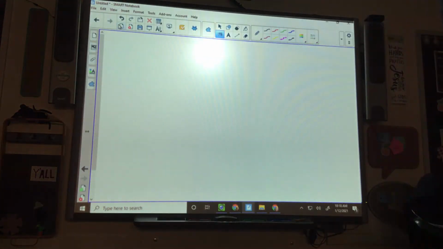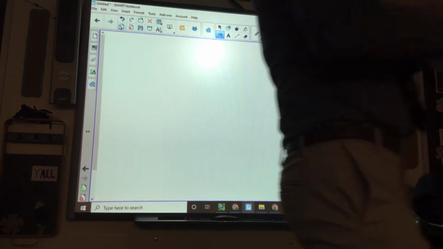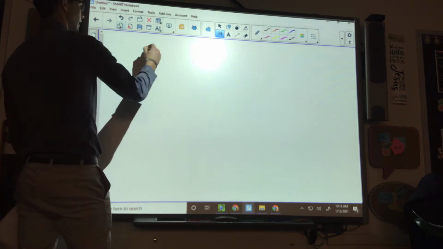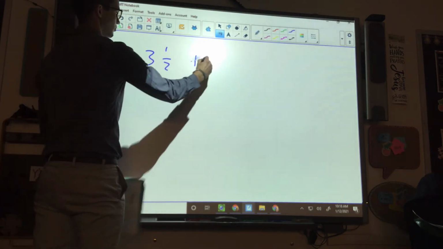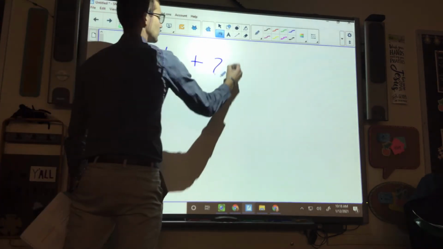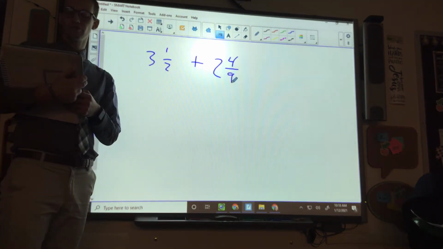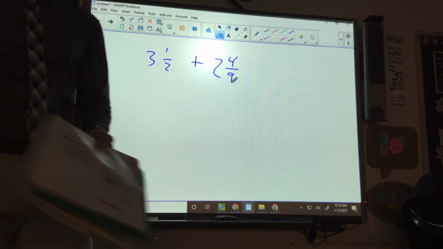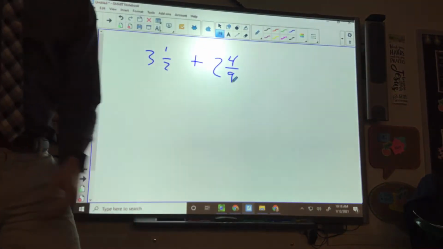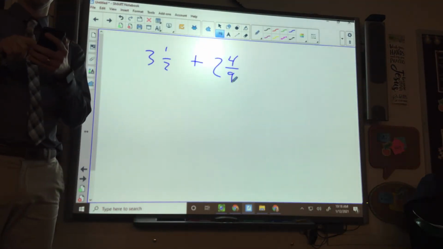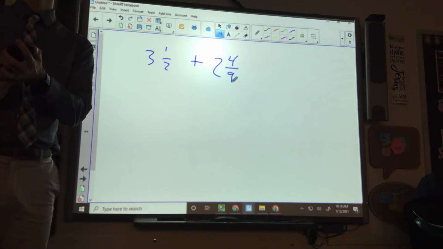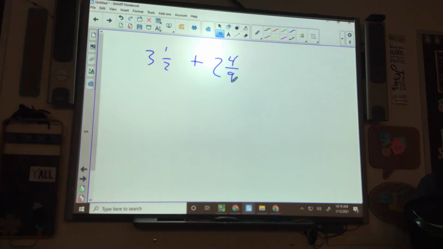All right, page 141 now. Guided practice: 3 1/2 plus 2 and 4 over 9. You guys do this individually. I'll give you 1 minute. Go. I'll say the first minute goes to do that. Individually, at your desk.